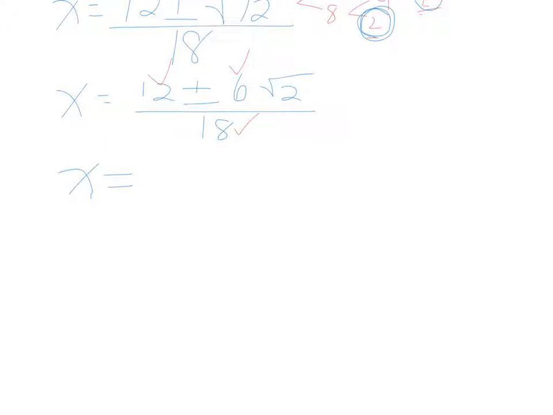So let's divide all of those by 6. 12 divided by 6 is 2, plus or minus 6 divided by 6 is 1. Square root 2 all over 3. You don't ever divide out anything that's inside the square root. And then that's as far as you can go. You just leave that.